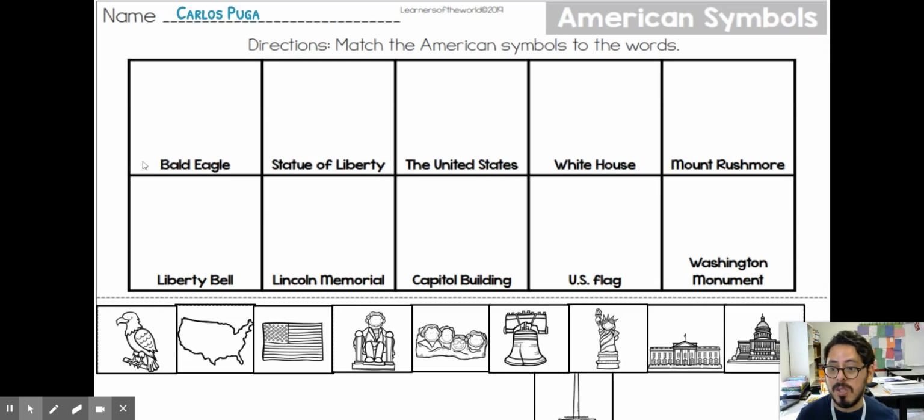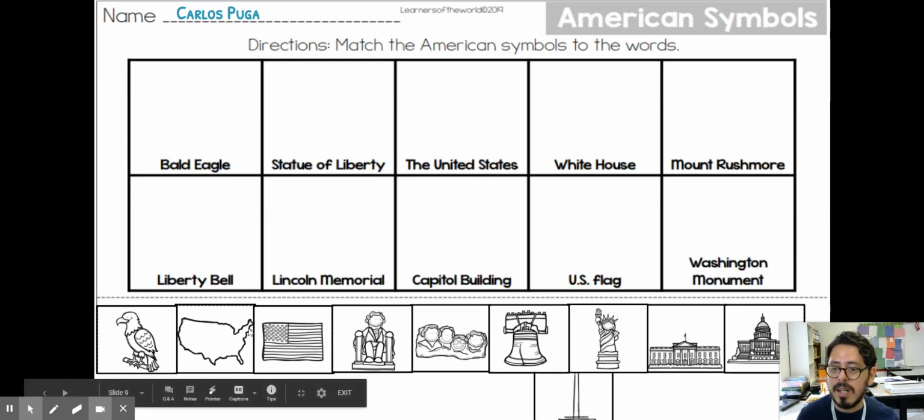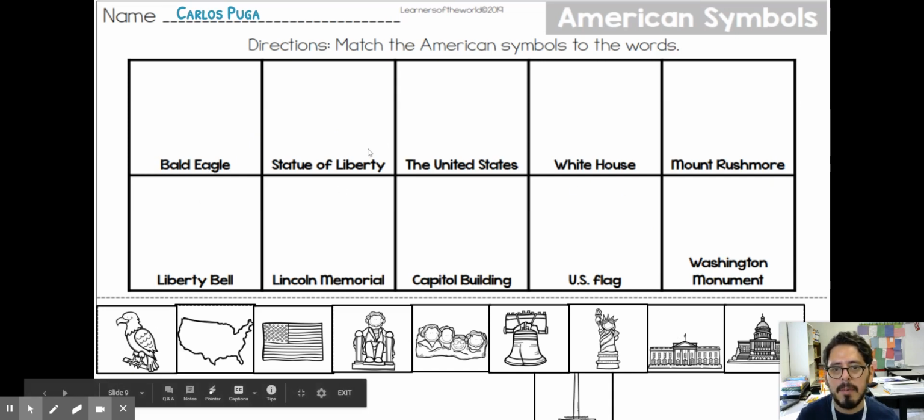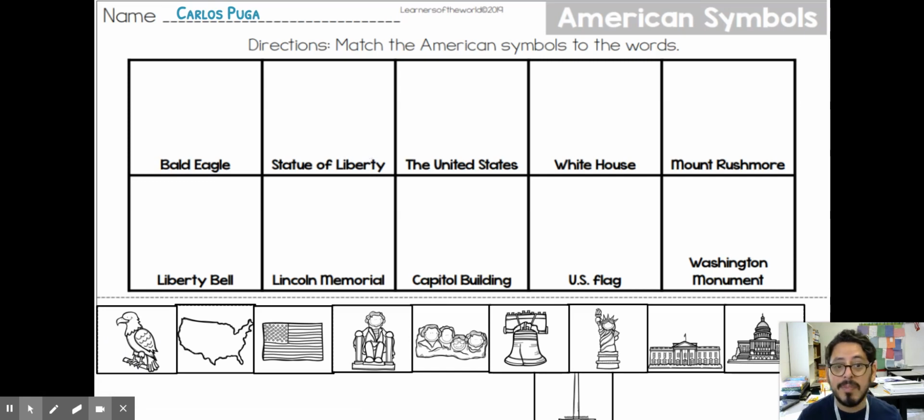What I want you to do is just grab one of these images and put them wherever they belong. You have the labels here, and you have the actual drawings here. So you have to match the American symbols to the words. That's pretty much it, guys. That's your work for social studies today.